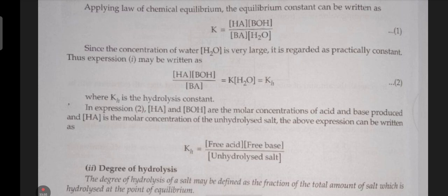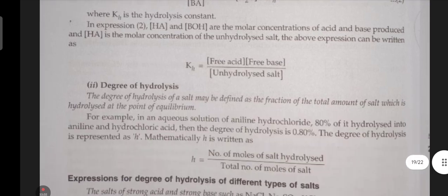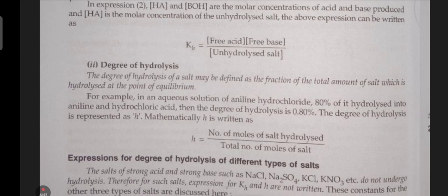In expression 2, HA and BOH are the molar concentrations of the acid and base products, and BA is the molar concentration of unhydrolyzed salt. The above expression can be written as KH is equal to the free acid into the free base upon the unhydrolyzed salt. Degree of hydrolysis: the degree of hydrolysis of a salt may be defined as the fraction of the total amount of salt which is hydrolyzed at the point of equilibrium.